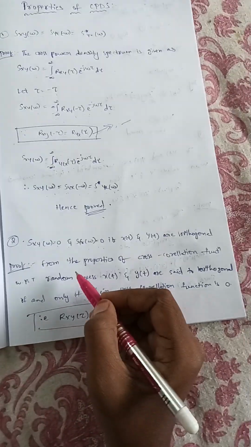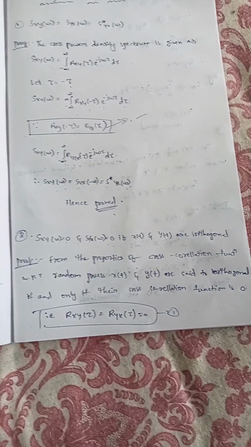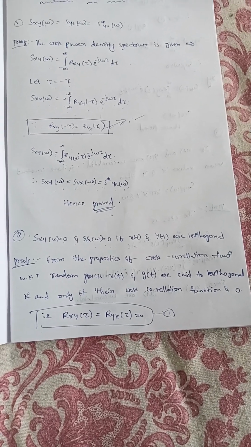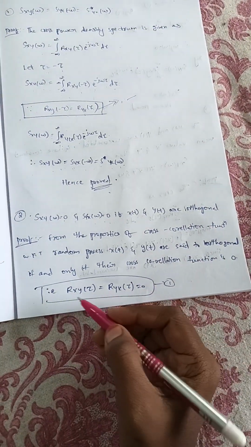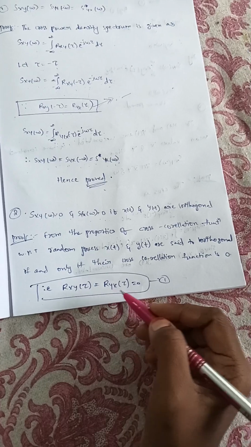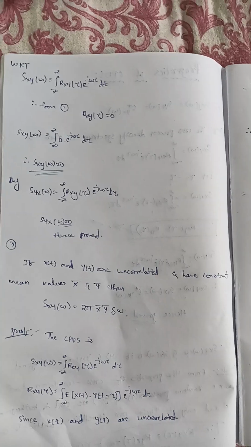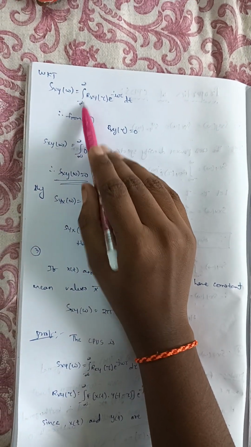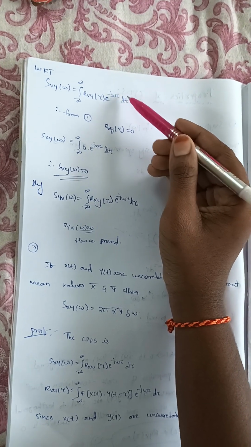Proof. From the properties of the cross correlation function, we know that the random processes x(t) and y(t) are said to be orthogonal if and only if their cross correlation function is 0. Mathematically, Rxy(τ) equals Ryx(τ) equals 0. Consider this as equation 1. We know that Sxy(ω) equals the integral from −∞ to ∞ of Rxy(τ) e^(−jωτ) dτ.